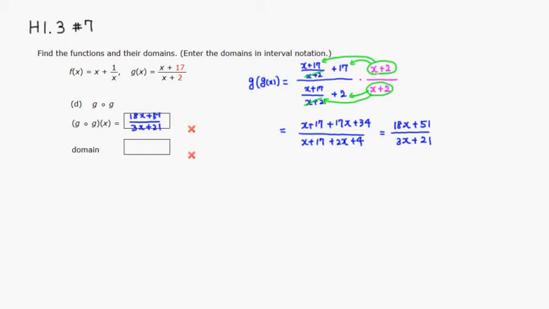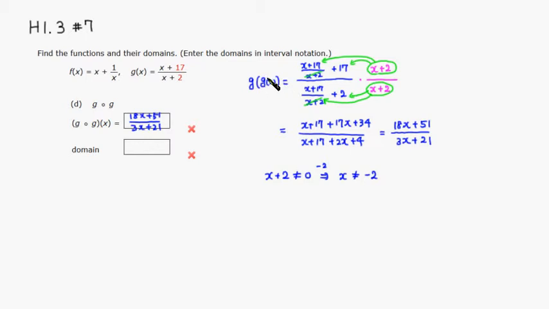For the domain, since the inside is g of x, we have to make sure that g of x makes sense. So we have to make sure that x plus 2, which is the denominator, is non-zero, which gives us, by subtracting 2, x is not equal to negative 2. So we have to eliminate negative 2.